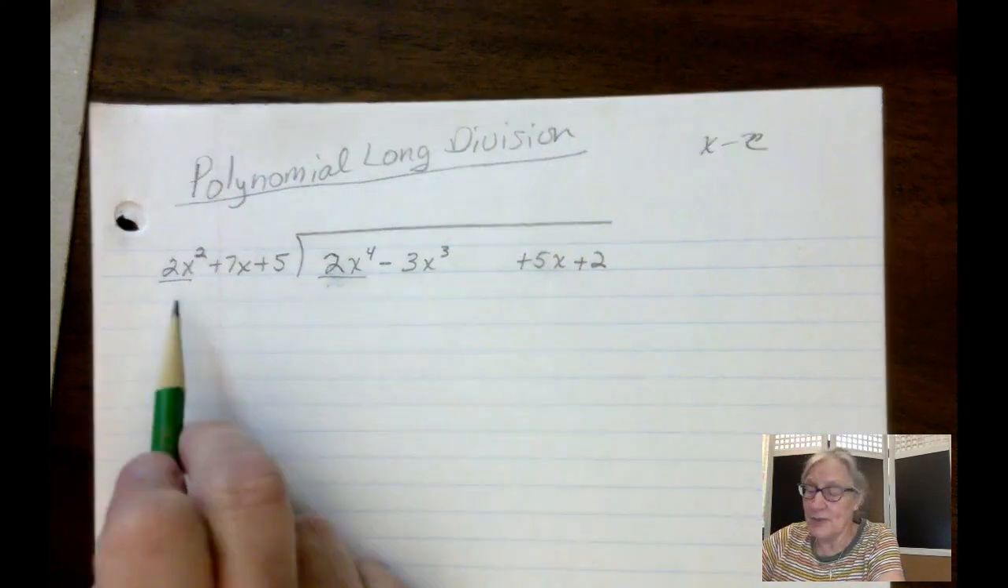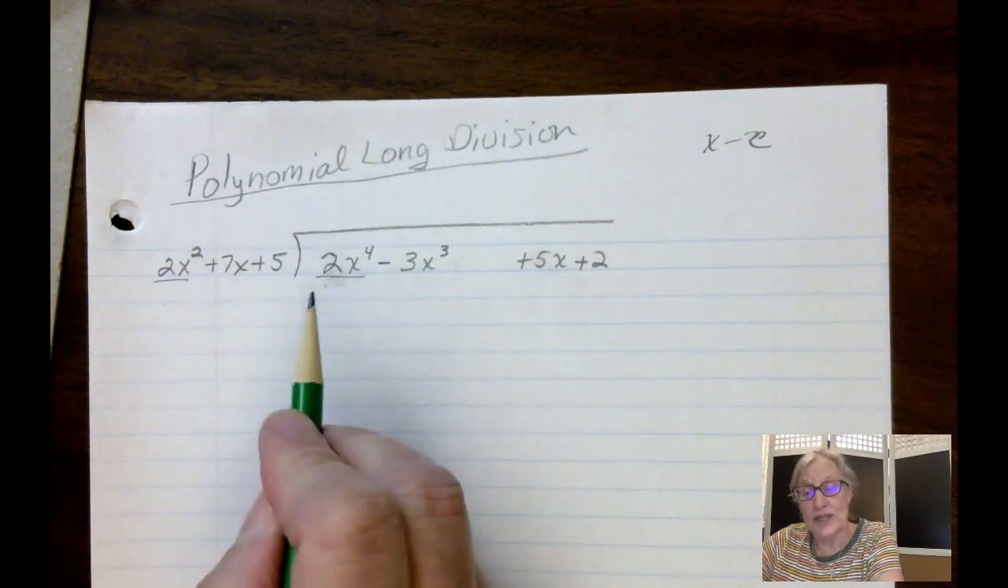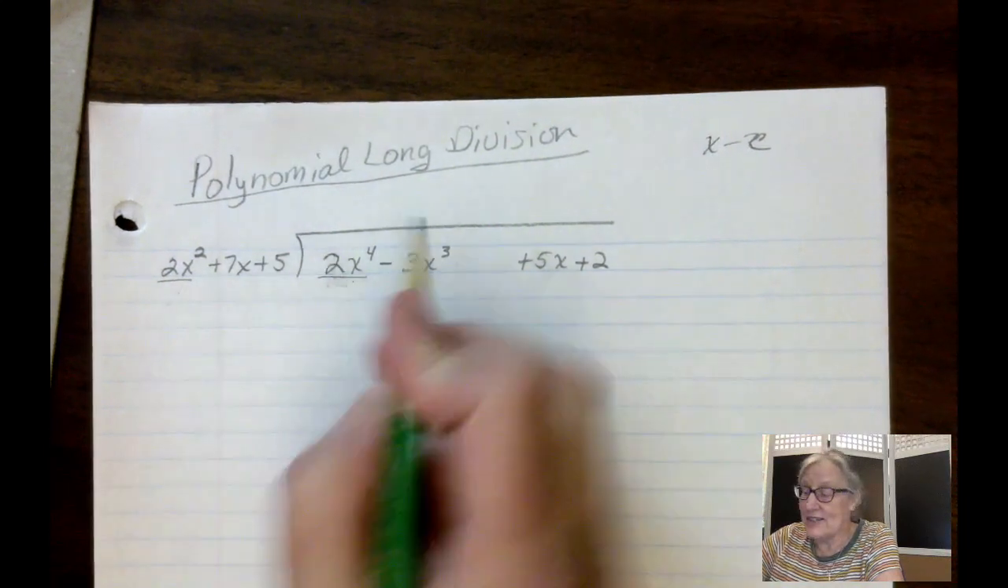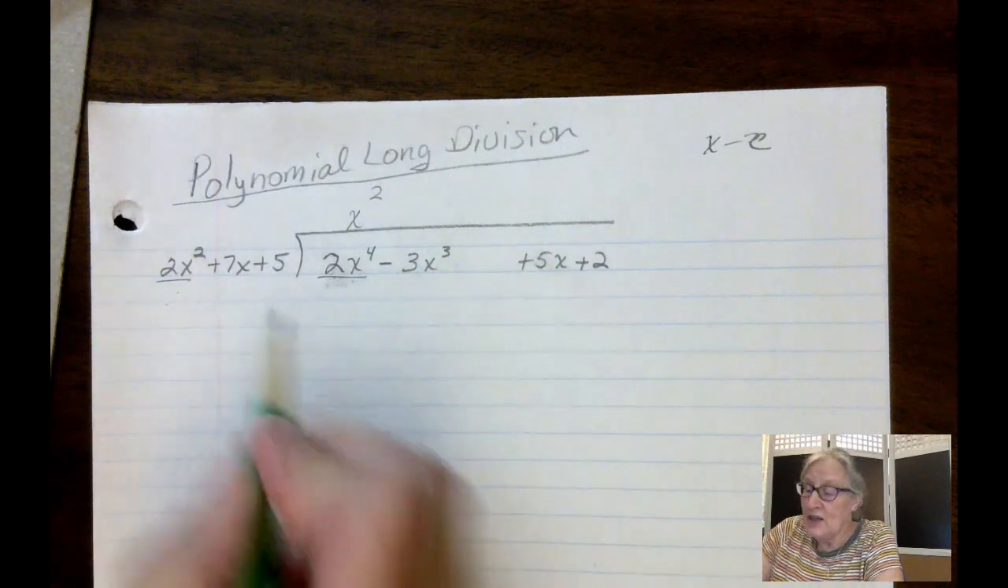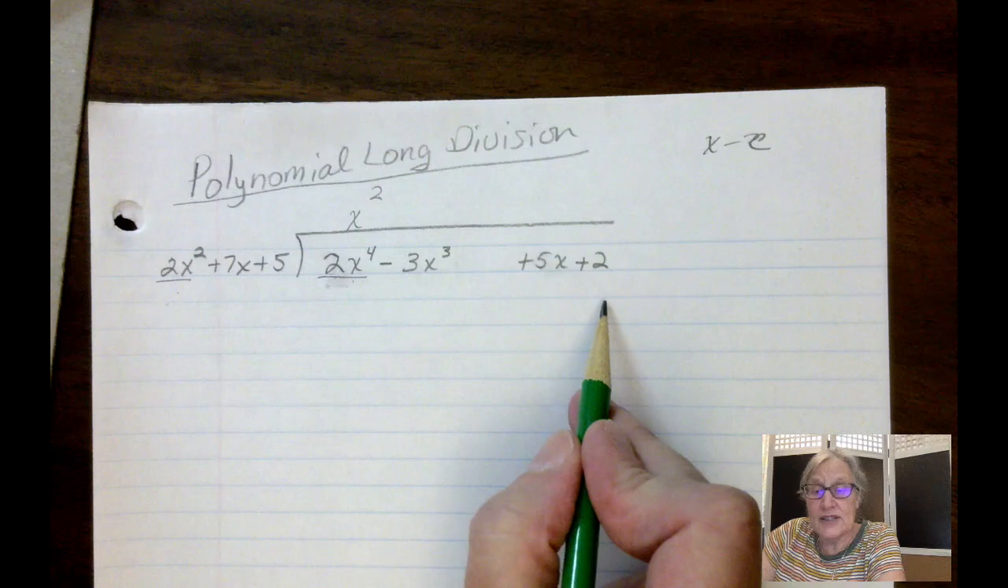And we look at what we would multiply 2x squared by to get 2x to the fourth. Or we could do division. 2x to the fourth divided by 2x squared is x squared. So we need an x squared up here. So we're going to multiply the entire divisor by x squared, line it up in its correct columns.